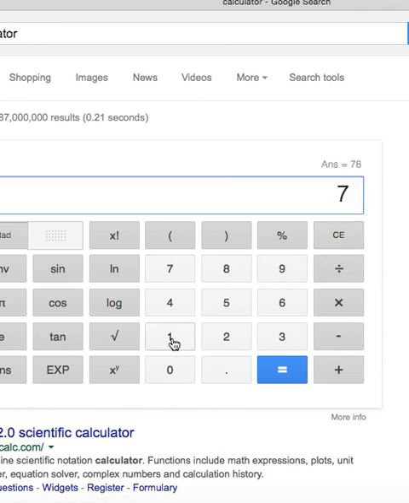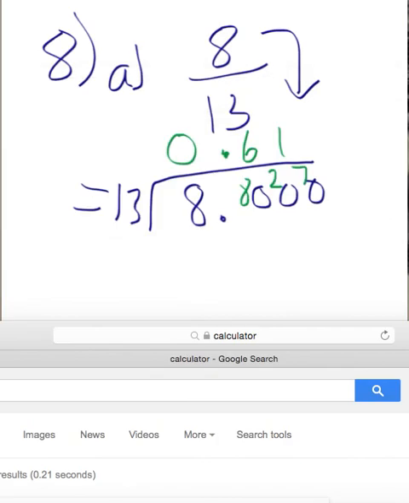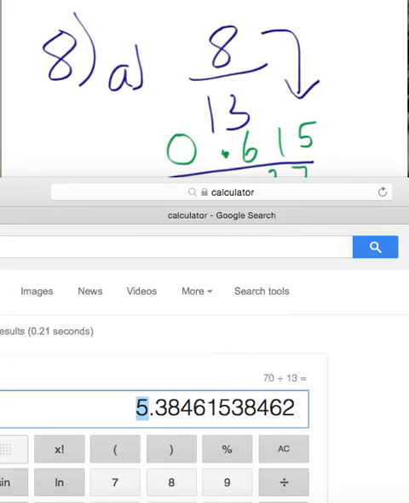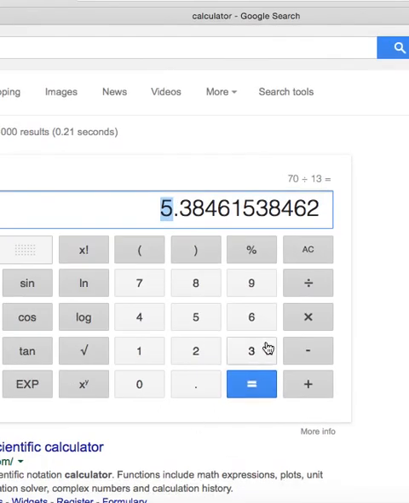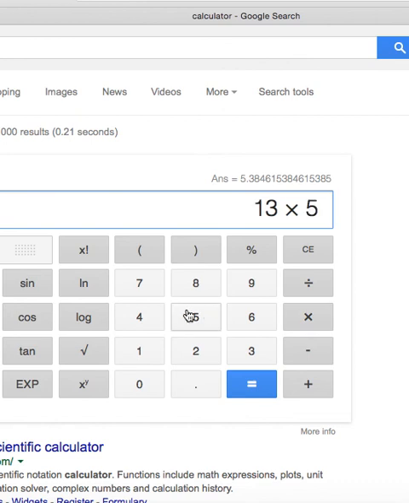So I'll go 70 divided by 13 to see what it gives me. It doesn't fit in perfectly, but I can see I've got 5 as a whole number, so it can fit in 5 times. So on my working out, I'll put 5 and have that ready. And now, let's see what 13 times 5 is to see how many remainders we have. 13 times 5 is 65.